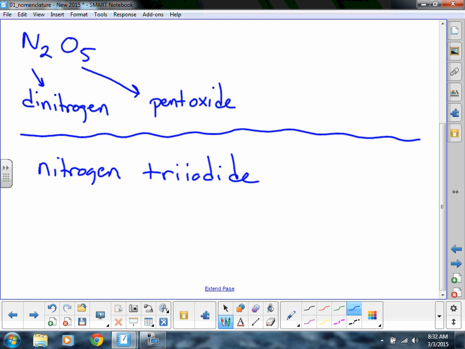Okay, so the first one, we have nitrogen. There's no prefix, which means we only have 1 nitrogen. And then we have triiodide. Iodide, that means we have iodine. And the tri means that there are 3 of them. So right there, no prefix, there's only 1 of them.